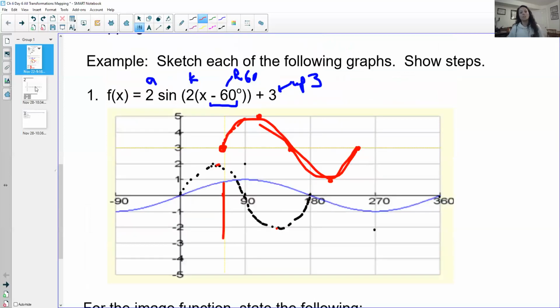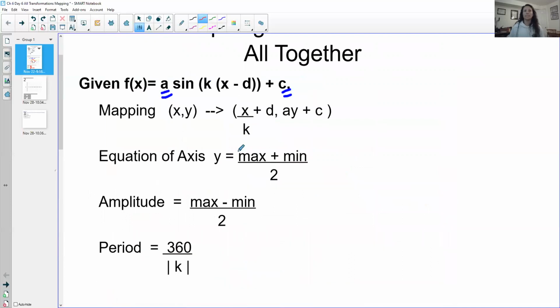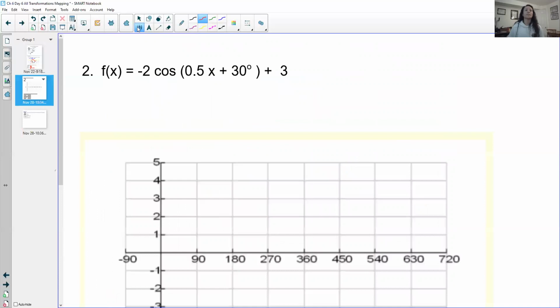Okay, I want to get a super quick version of the mapping rule, just a quick refresher before we move on. x over k plus d, so all of your horizontal stuff goes together, and ay plus c, all of your vertical stuff goes together. Okay, so let's look at this graph right here.